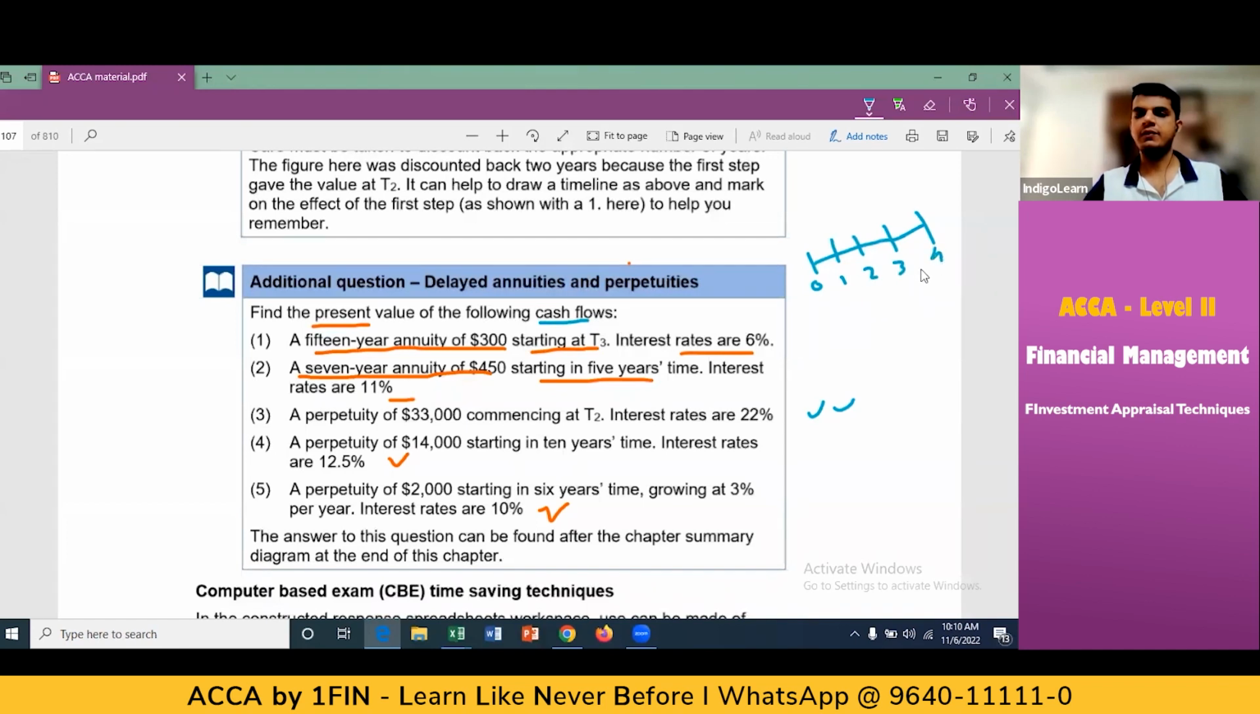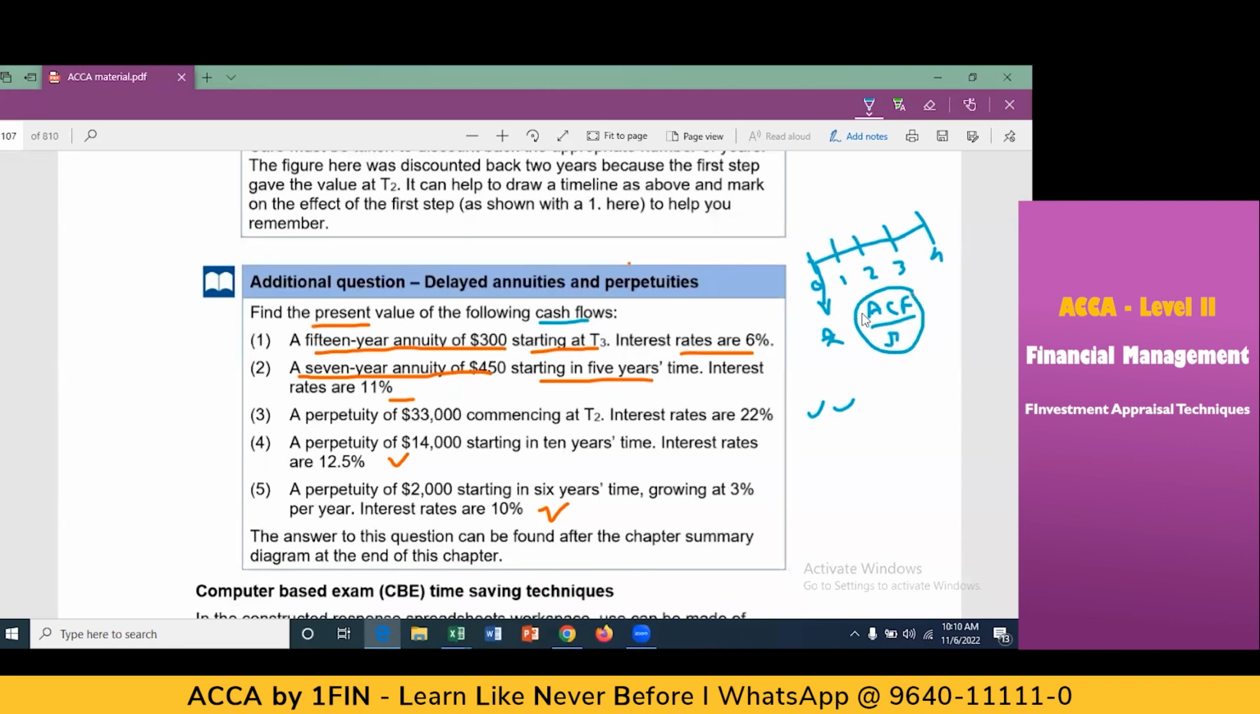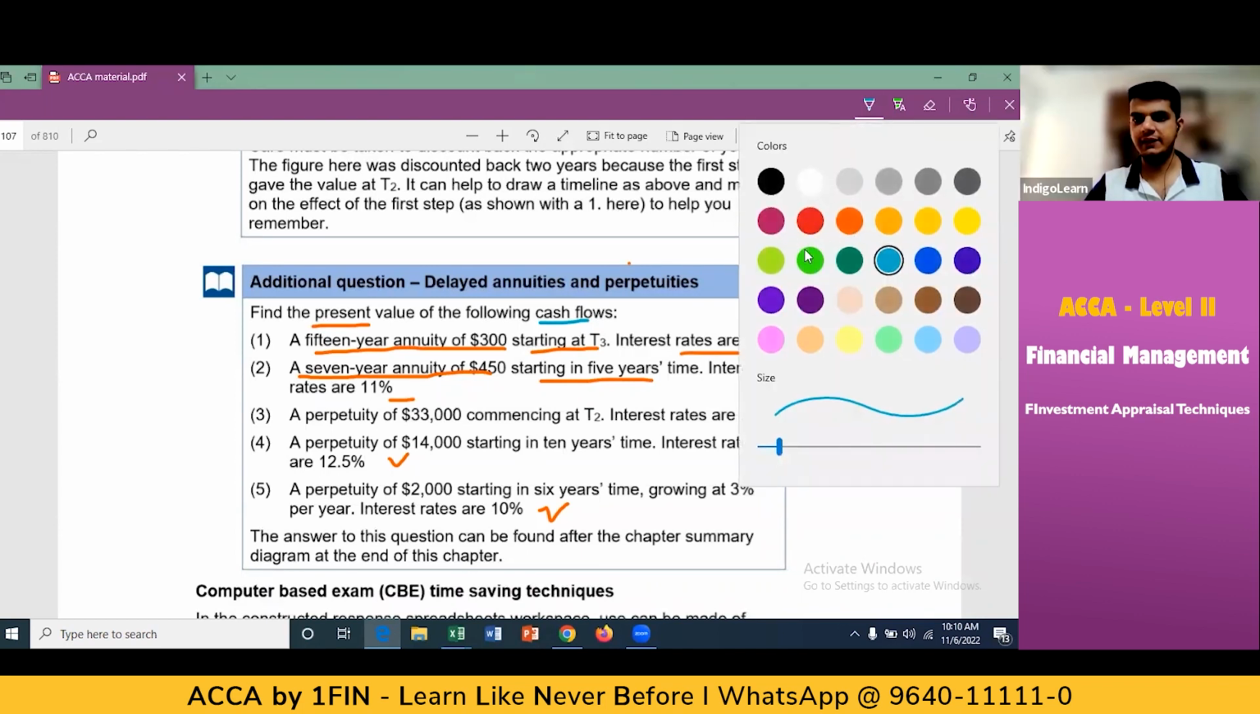If I'm standing here only and I ask Niti to calculate for me the present value of the annuity, what will you do? Simply take the annual cash flow and divide it by the discounting rate, that is R. Correct? Till here I am correct, Niti? Yes, sir. Okay.